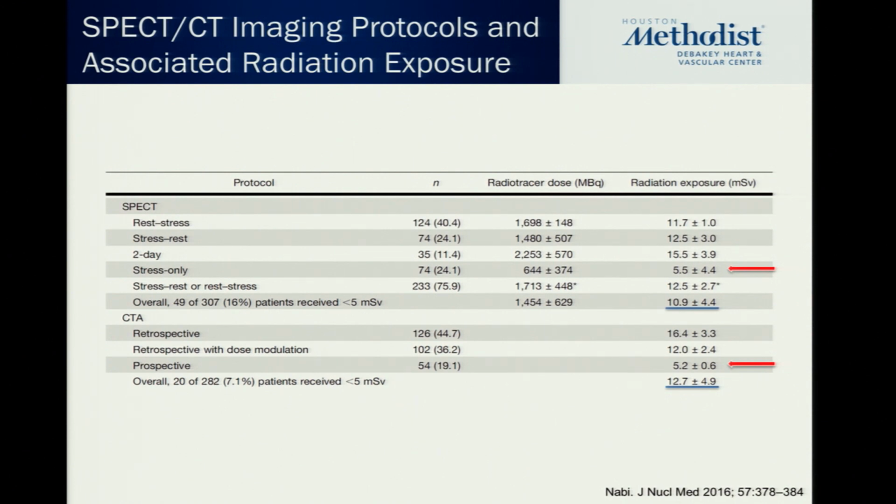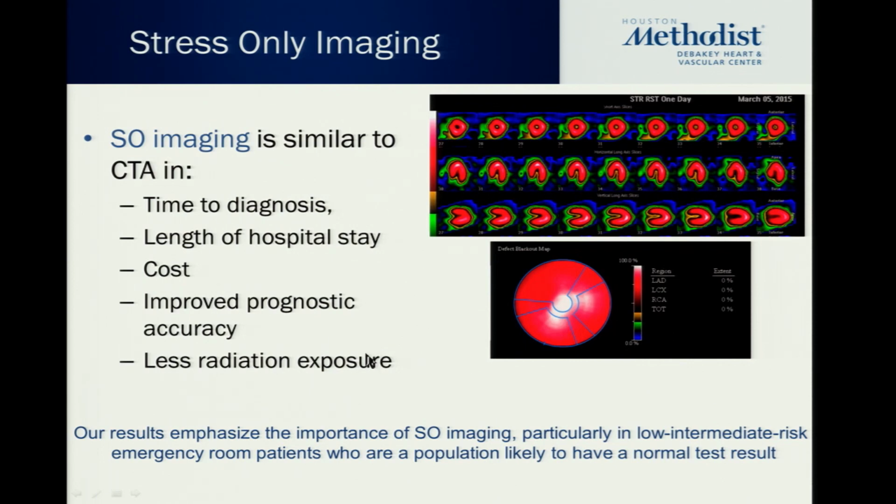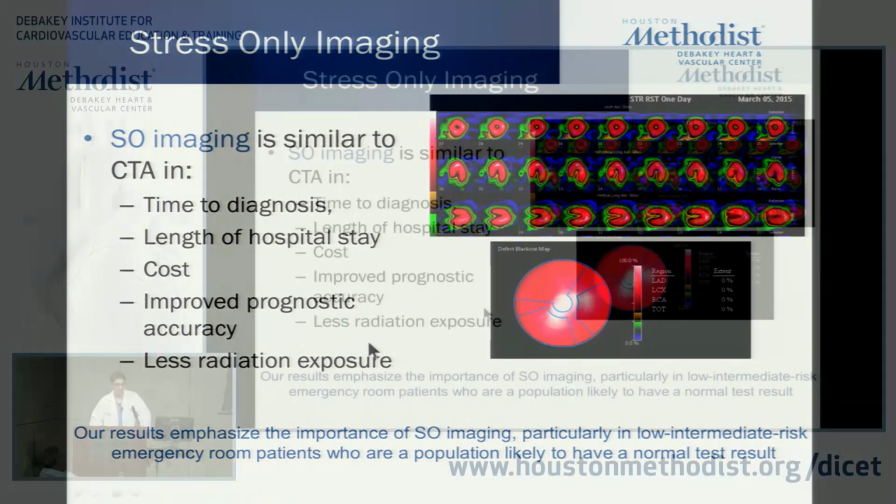So even radiation doses can be optimized and can be significantly reduced with a nuclear strategy. And then when it came down to resource utilization, we did see a trend in some increase in outpatient testing, especially cath and revascularization, similar to other data. And so, to summarize, for stress-only imaging, it's similar to CTA in time to diagnosis, length of stay, cost, with the same prognostic accuracy and with the same levels of radiation with a normal CTA.